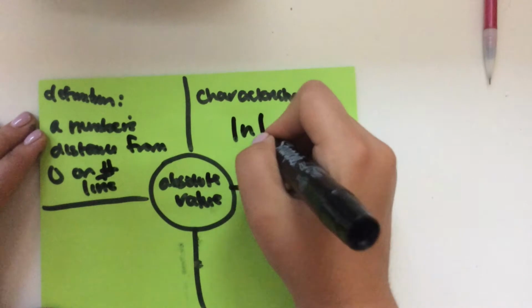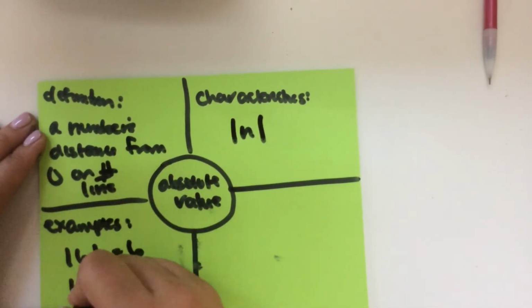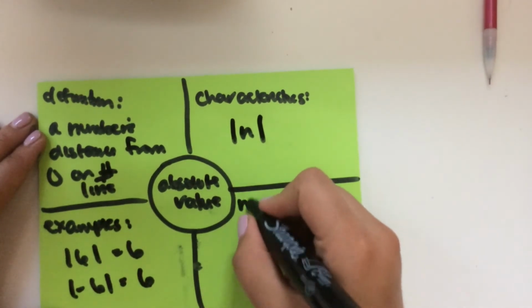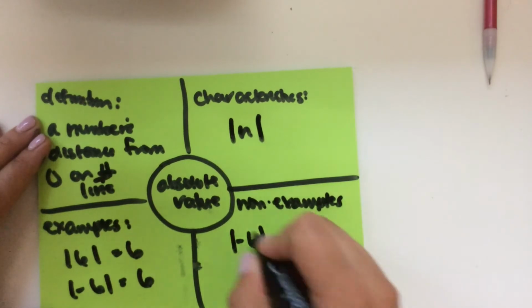In the bottom left, some examples. The absolute value of 6 is 6. The absolute value of -6 is also 6. And in the bottom right, some non-examples. The absolute value of -6 is -6. Nope, that's not right.